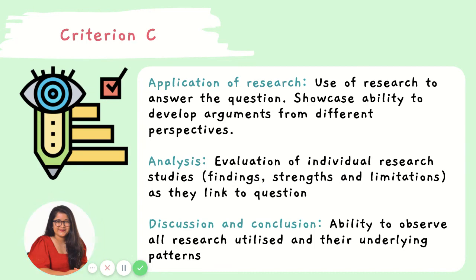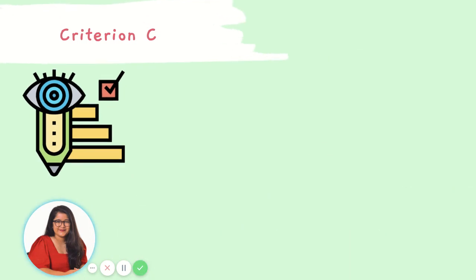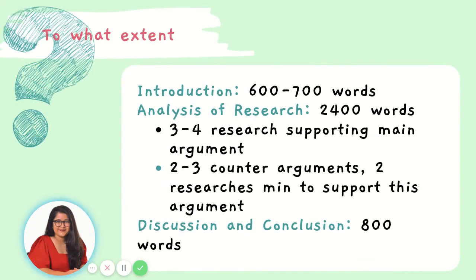So to finish off, here is again the tentative breakdown of the word count for each section. Like I said, analysis of research is a significant chunk of the paper, so I would allocate 2,400 to 2,500 words to it at least. I would allocate 600 to 700 words to the introduction, and 800 to 900 words on an average to the discussion and conclusion. So this is the run through of how you can structure your essay and write your essay.